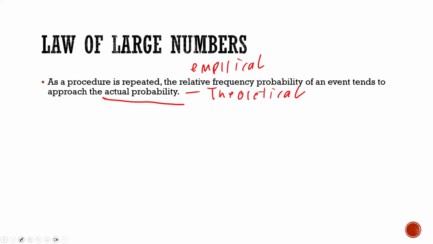If I roll a dice 1,000 times, my proportion of how many of those rolls are sixes is going to be much closer to 1 out of 6 than if I do it just 10 or 11 times. Do we get what this is saying? The more times you do a procedure, the closer your empirical probability should get to your theoretical probability.